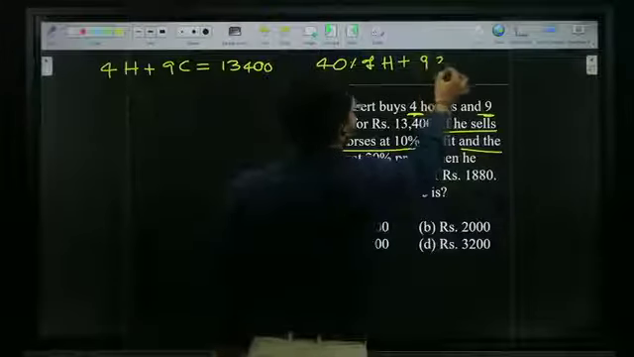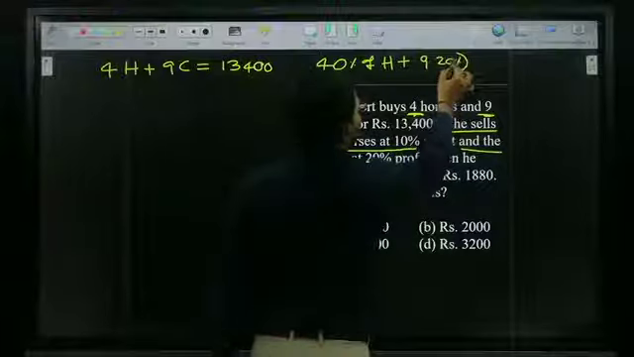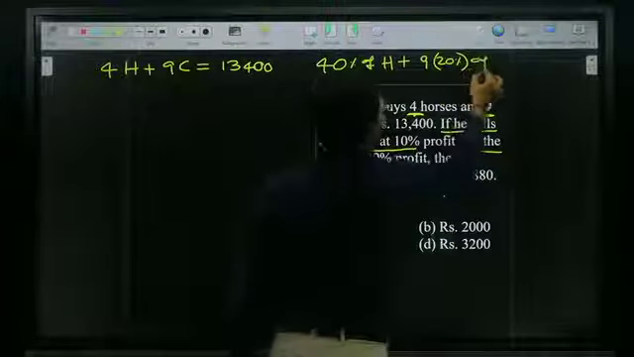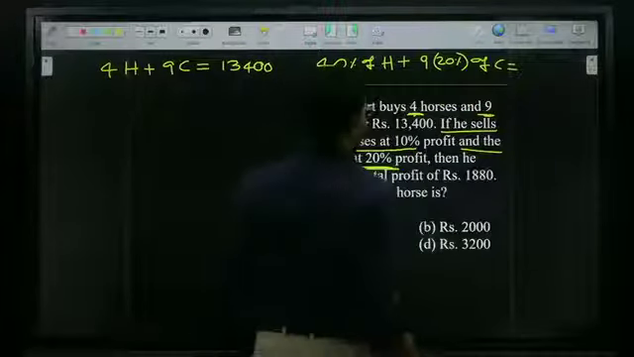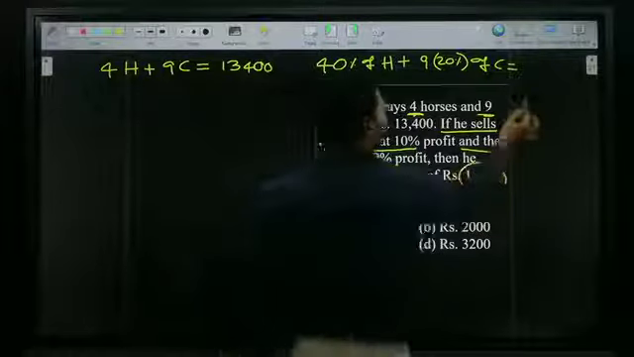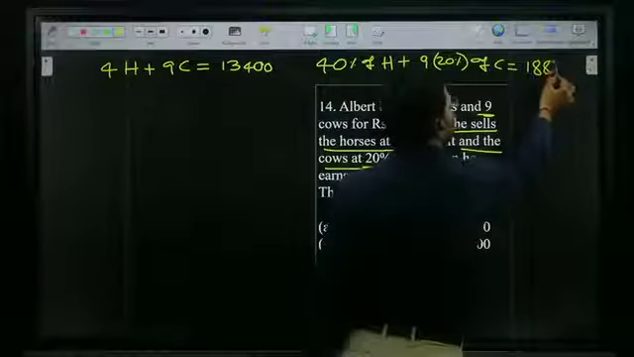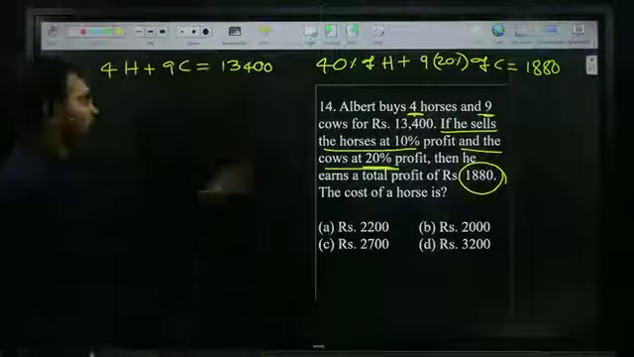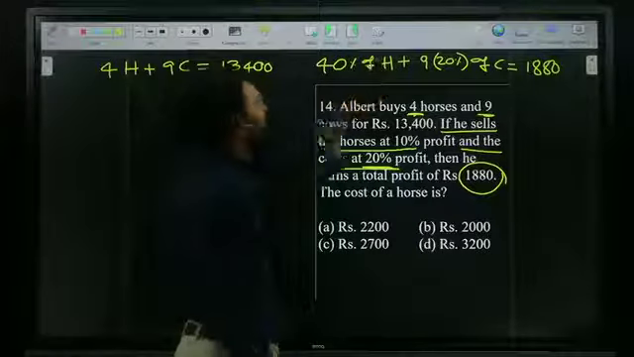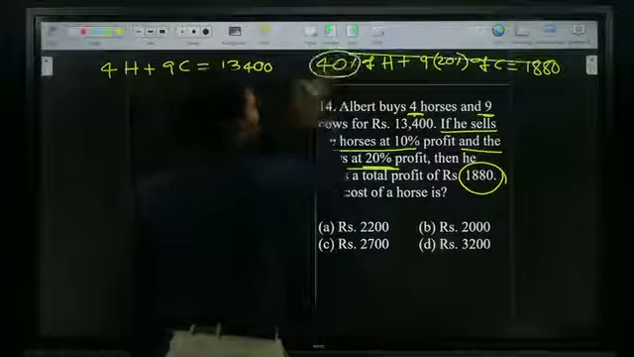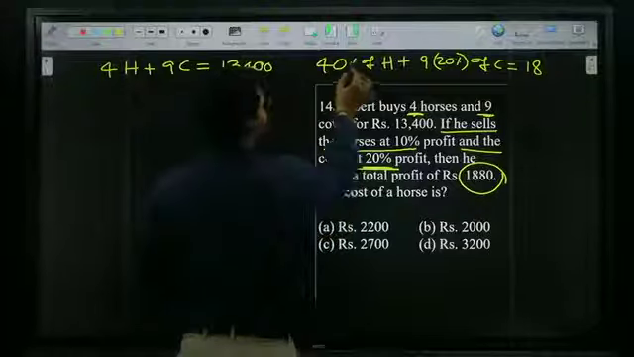9 into 20, 120% of cow is equal to how much profit he is getting? 1880. All of you okay? 40% of each, 40%, simply 1880.